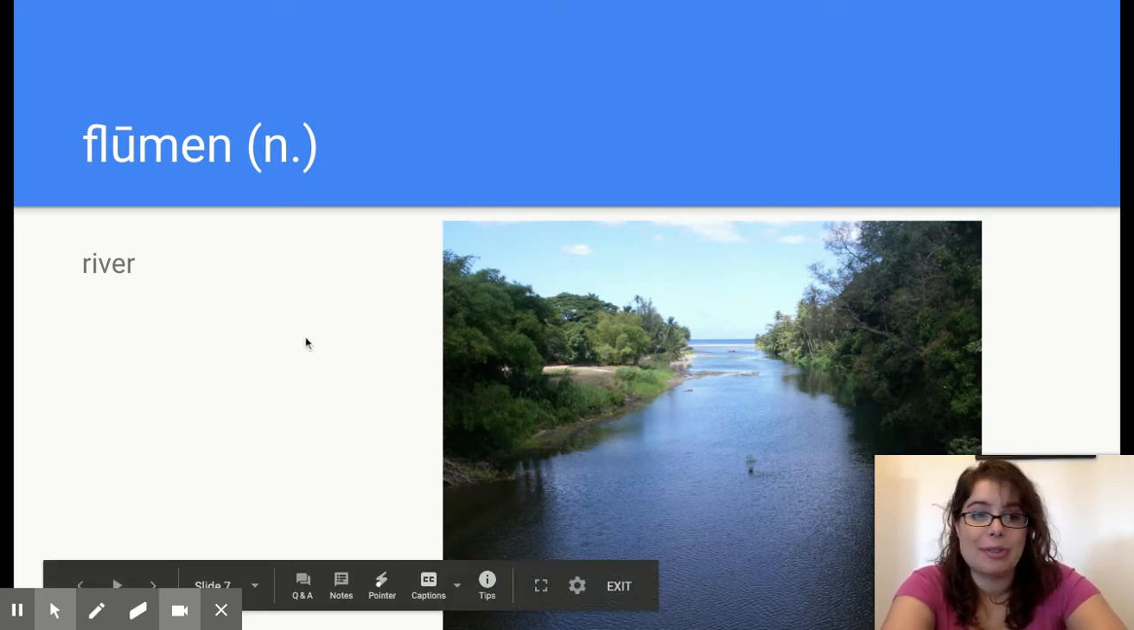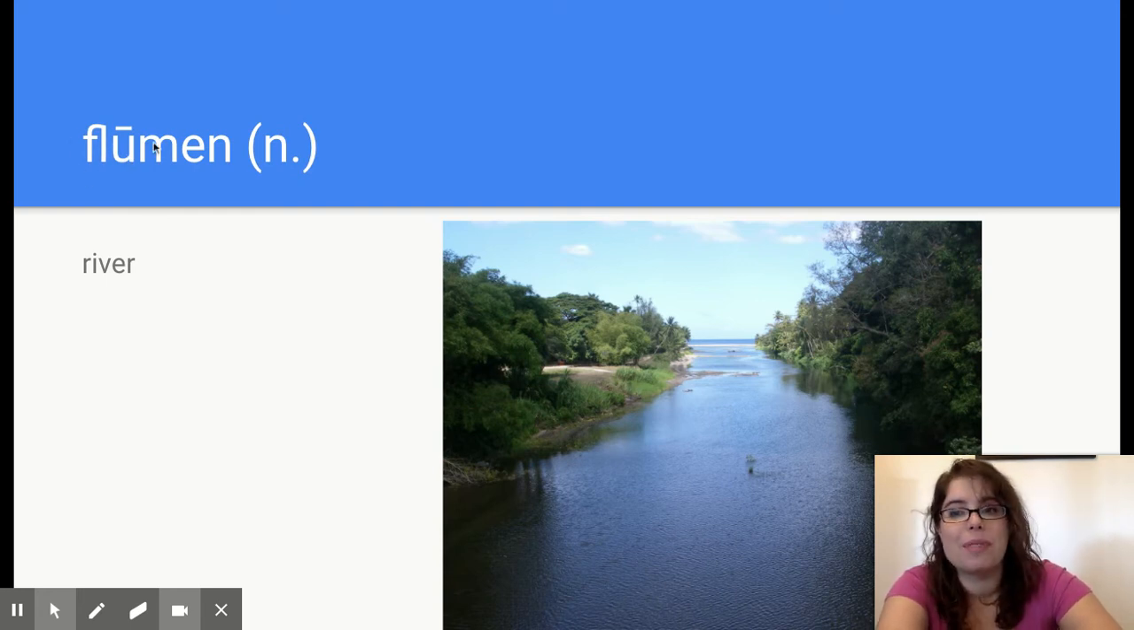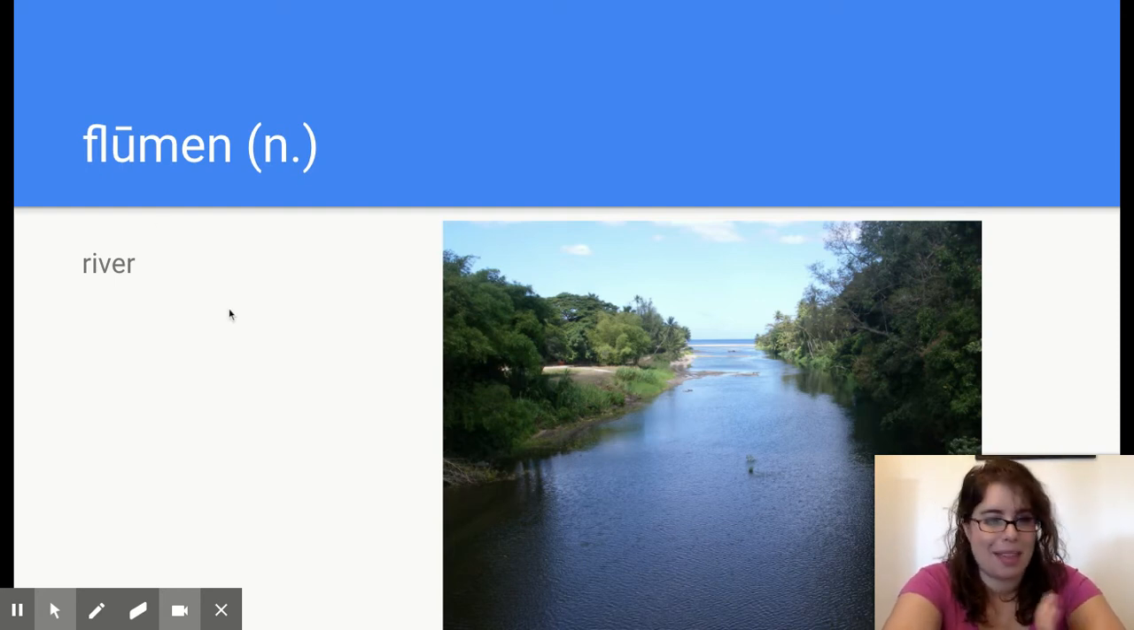I don't really have any helpful tricks for you with this one, but for whatever reason, the first part of the word flumen, I always think of like a river flows, and that's how I would always remember this word. So maybe that'll help you.